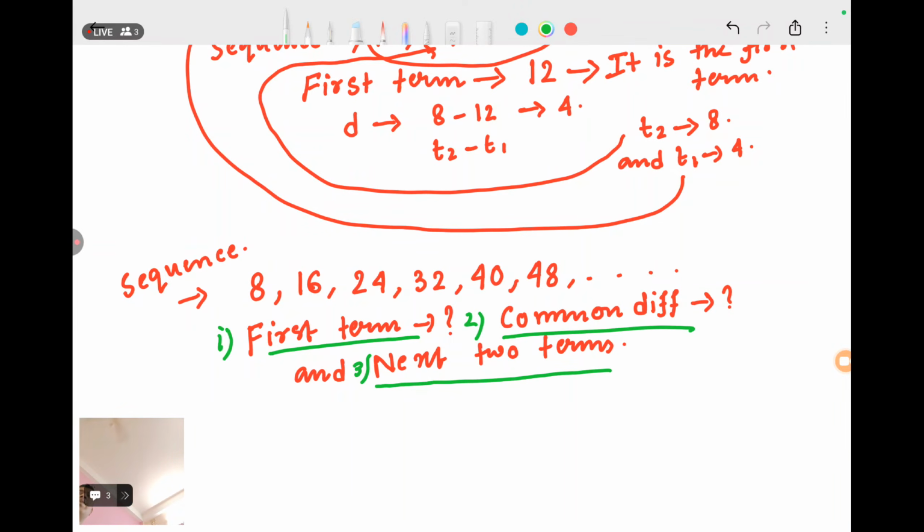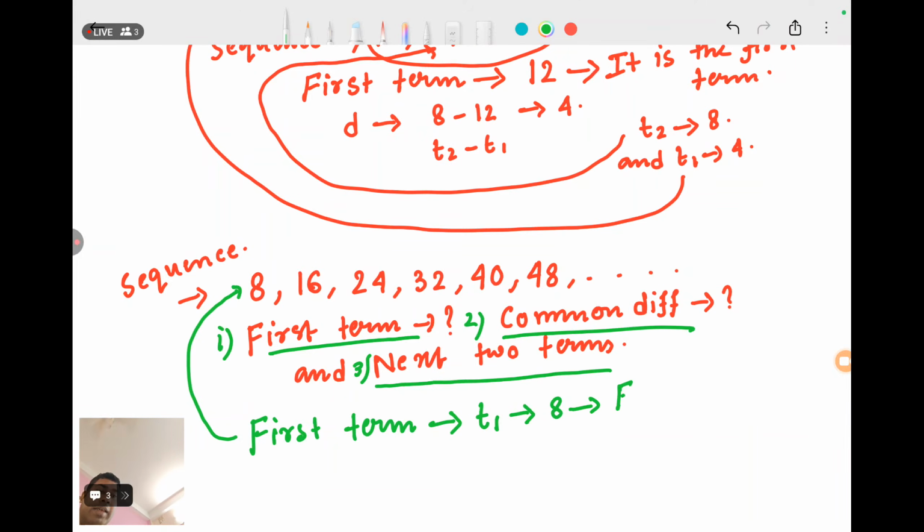See, I will show you this question. It is very interesting. In this given sequence, I would like to find out the first term. Here you can see that t1 is equal to 8, so the first term is 8, and 8 is the first term of this given arithmetic progression.